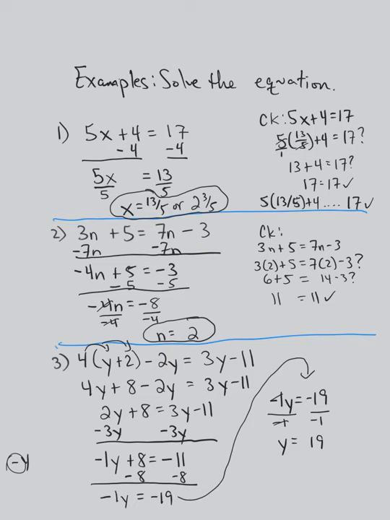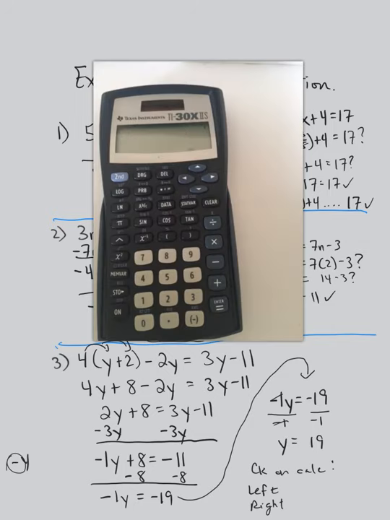All right, so now I'm going to show you how to check this with your calculator. You can do this by hand. I'm not discouraging anybody, but I haven't really showed you how to do that. So we're going to just do the check on our calculator. Okay, and the idea is that the left side should equal the right side of my original equation if I plug in y equal to 19.